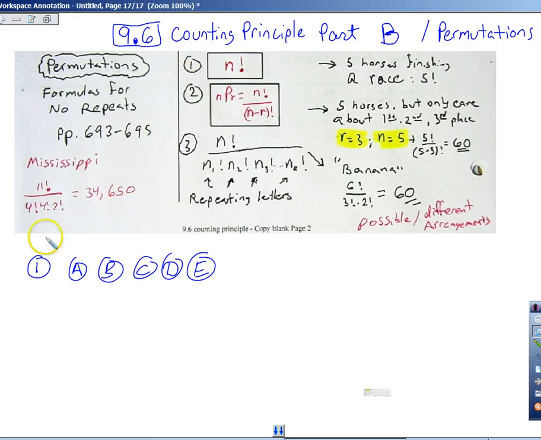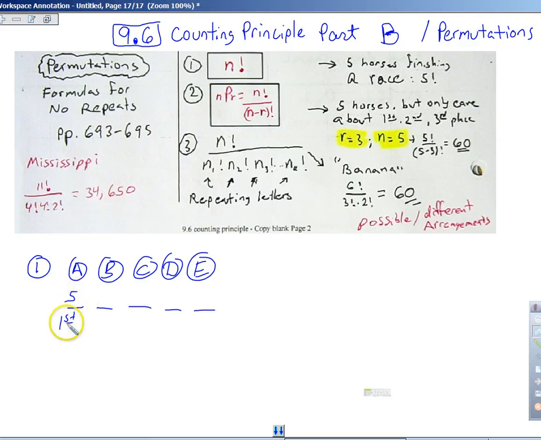The first formula, consider the following example. A horse race, and consider that there are 5 horses labeled A, B, C, D, and E, and the question is, in how many ways can they finish the race? I'm going to put 5 spots here for first place, second place, third place, fourth, and fifth place. First place: how many horses can take first place? There are 5 horses, and so any one of those 5 horses can take first place.